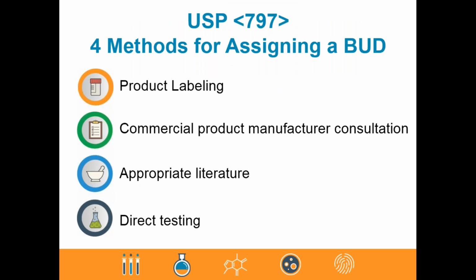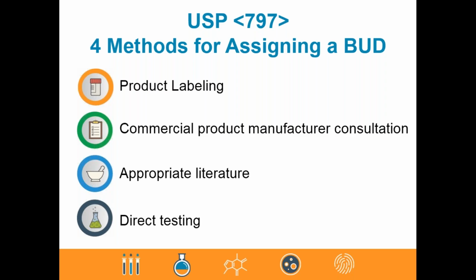So how do you go about getting a beyond use date? USP 797 has 4 methods for assigning a BUD, and that is to look at your product labeling. You can consult the manufacturer of the commercial product. It says that you can use appropriate literature. USP 797 does say that if you use literature, that is a theoretical BUD.